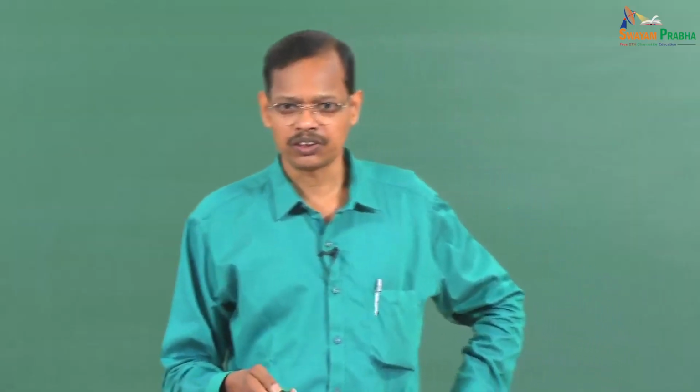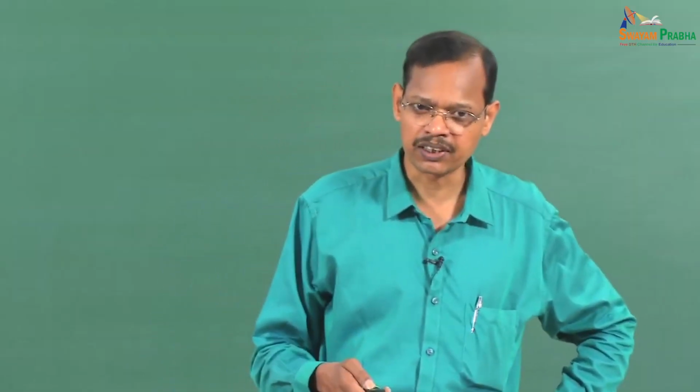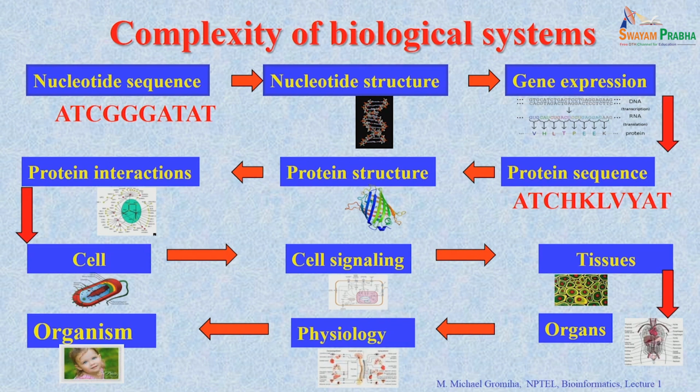I will explain how bioinformatics is important in different complexity of living systems. If you talk about the complexity of biological systems, we have different levels. First we start with the DNA nucleic acid sequence. Then we develop the nucleotide structure. We start with the different nucleotide bases A, T, C, G. From the nucleotide sequence we go to the nucleotide structure, and from nucleotide structure we go to the gene expression.